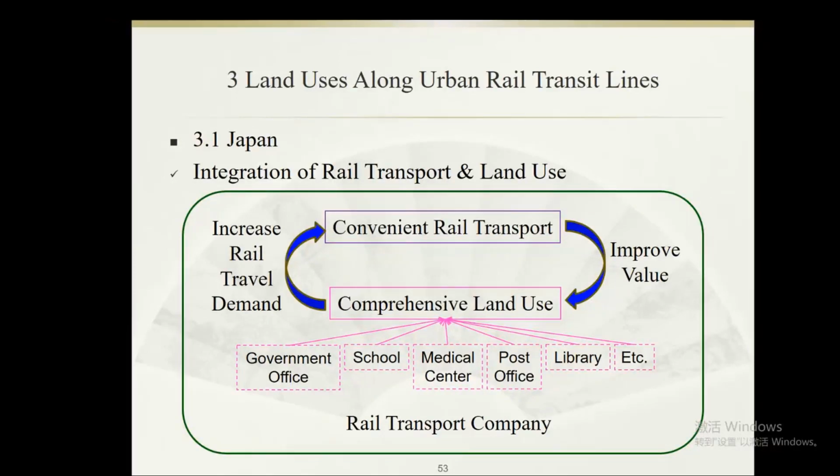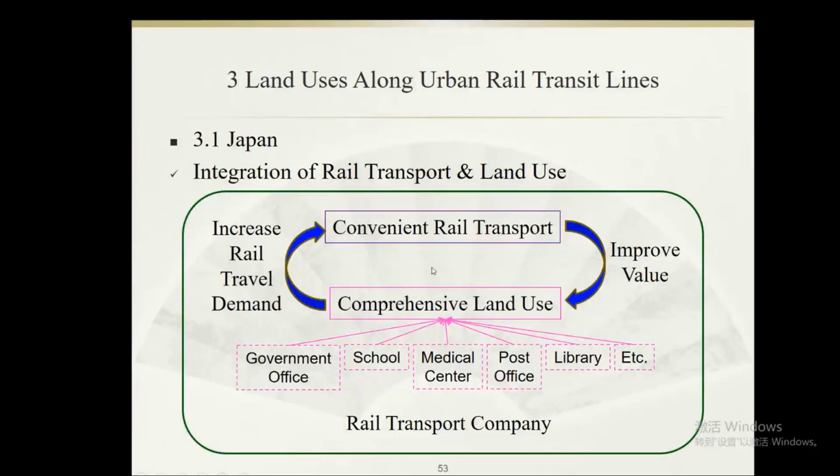Around each railway station, the land development, the land belongs to the railway company. This is another important way to increase the value of the infrastructure, the lands of a railway company. Okay? Can you understand? How to make the company rich? This is another way. This is also the Japanese way.